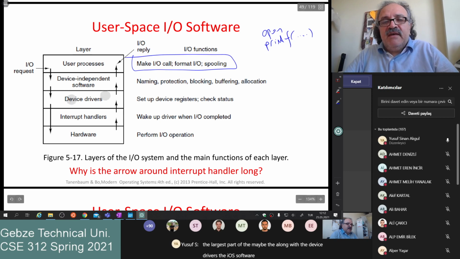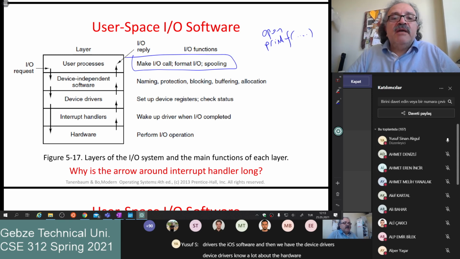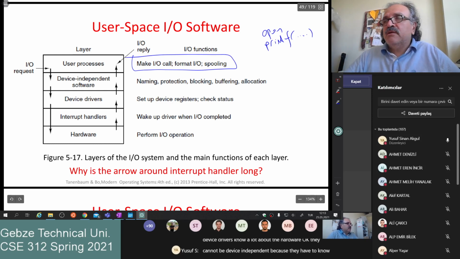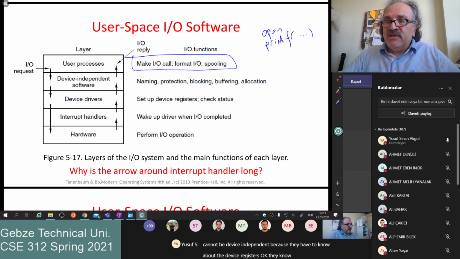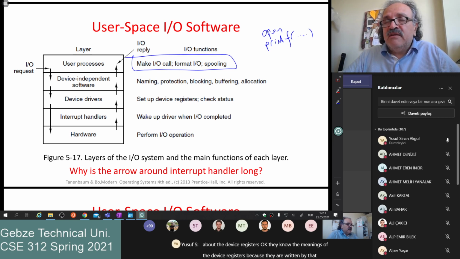And then we have the device drivers. Device drivers know a lot about the hardware. Okay, they cannot be device independent because they have to know about the device registers. They know the meanings of the device registers because they are written by the manufacturers of that device, the device and the device controller.